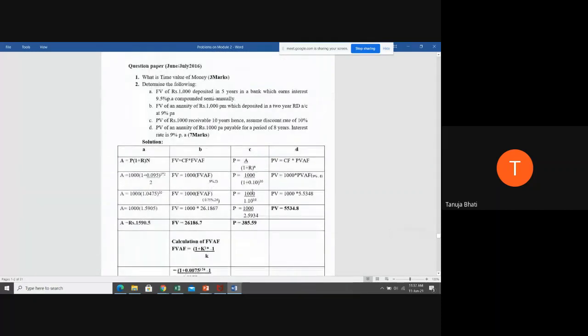In our last class we were into the June-July 2016 question paper, where we had finished problem number 1 and problem number 2 sub question A. Now moving ahead to problem number 2 sub question B. Determine the following: the future value of an annuity of ₹1,000 per month, which is deposited in a 2-year RD account at 9% per annum.